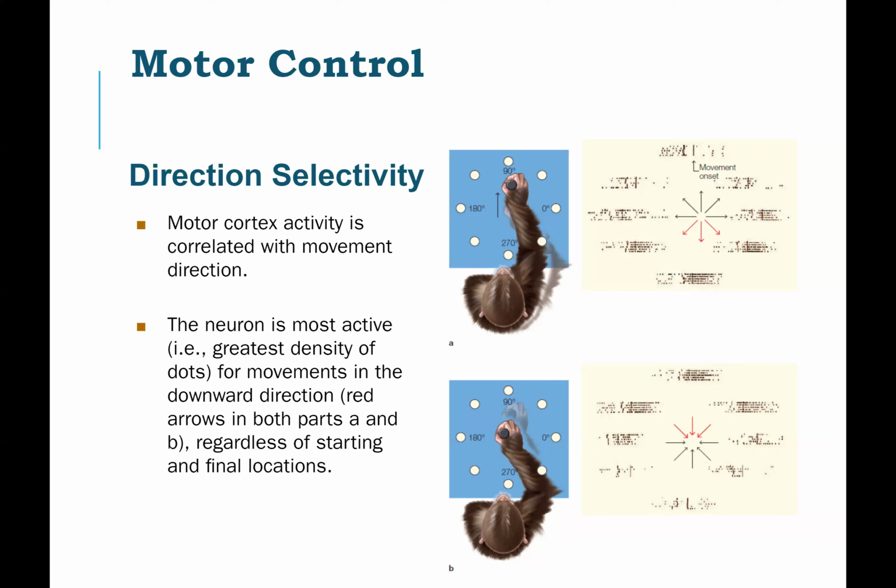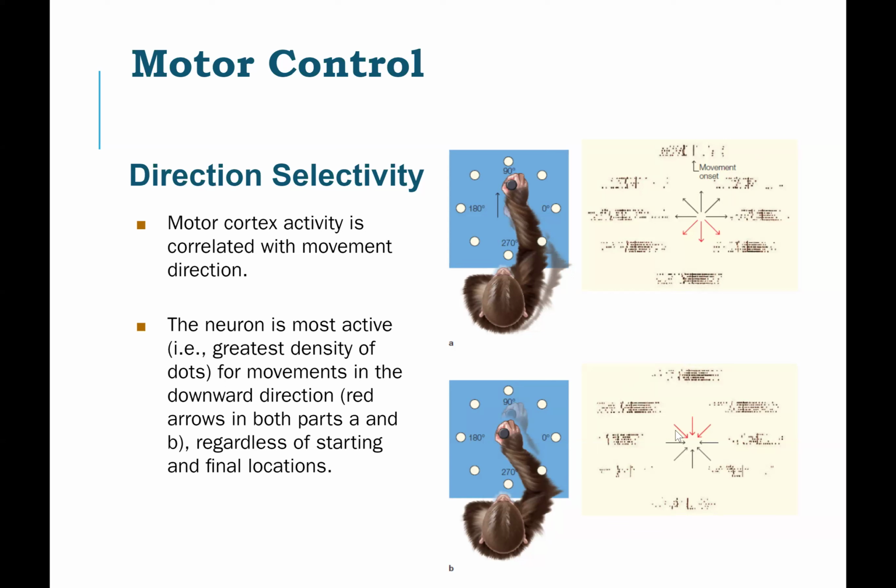What's the difference between the red and the green? The red and the green is just a visualization of what we see as high activation. There's no difference between them. It's just a visualization to highlight that these are the directions that have very high firing rate versus the other directions. All these movements are the same length, but they're in different directions.